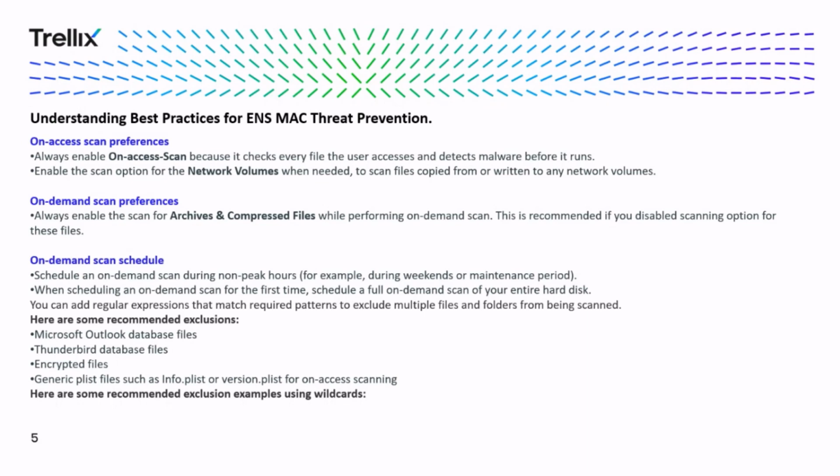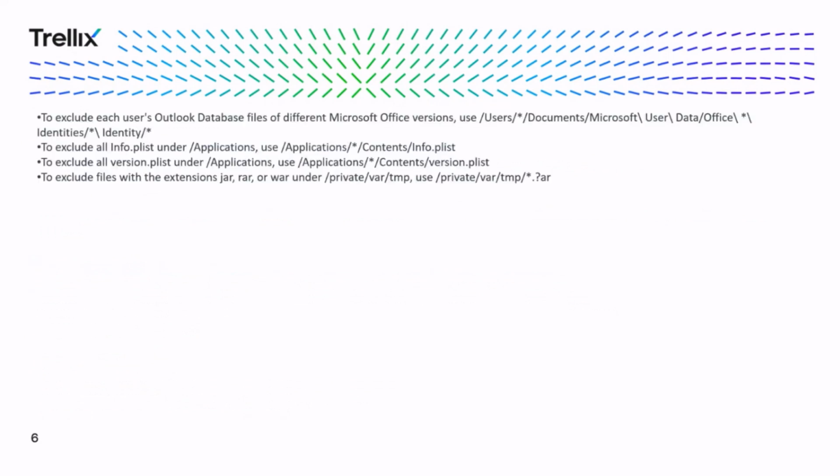Here are some recommended exclusions and examples using wildcards. This one is specific to MDB extensions. I will later give you a demo of how we can add these, as we are discussing it in a short time. To exclude each user's Outlook database files of different Microsoft Office versions, this is the path, and that is the wildcard path which we have given as an example. You can use that under OAS standard, or you can add that under ODS as well.